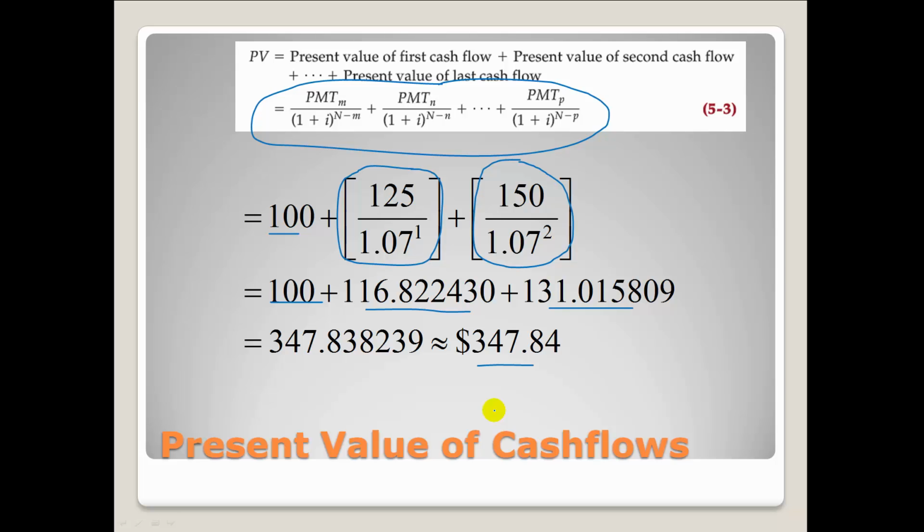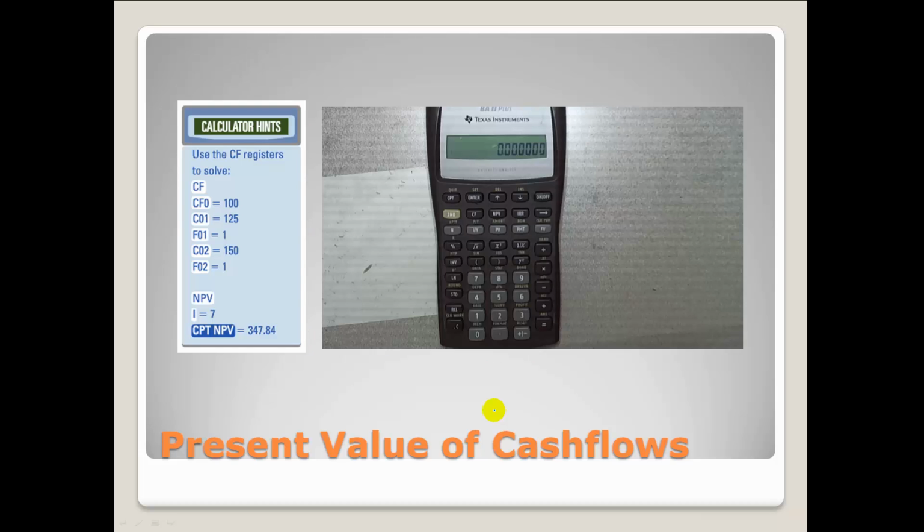Again, I recommend that you put a timeline with every single one of your problems. Okay, now this video is a little bit longer than the other videos that we have looked at. You need to pay very, very close attention to your keystrokes when working with the cash flow register, so you do not lose track of what you're doing. So I'm going to switch this video over, but again, pay very, very close attention to this.